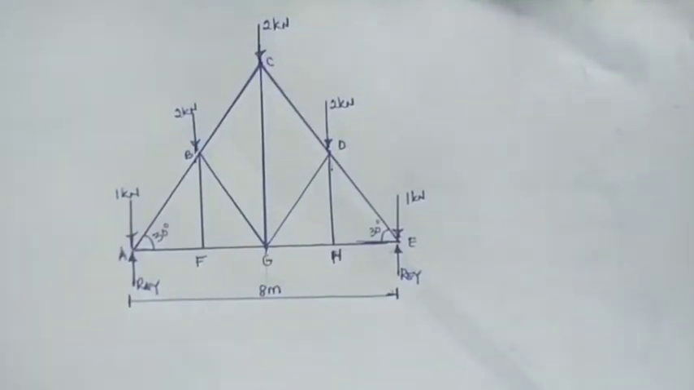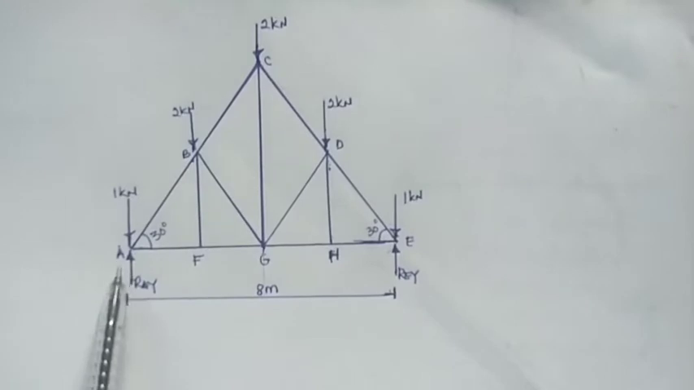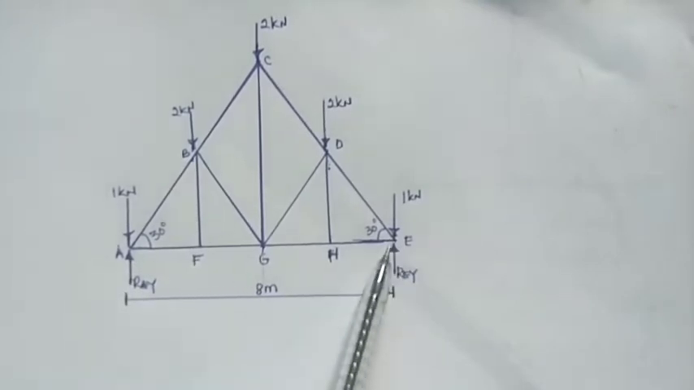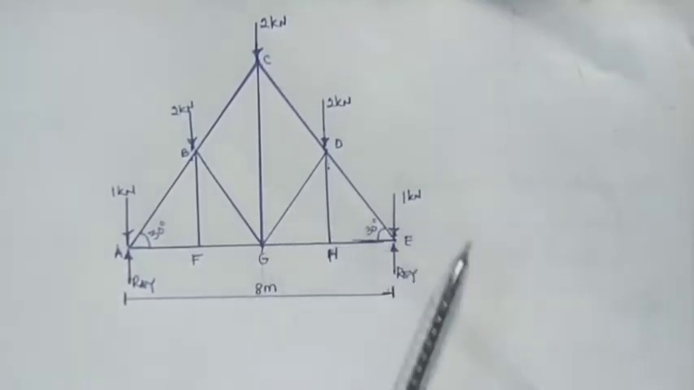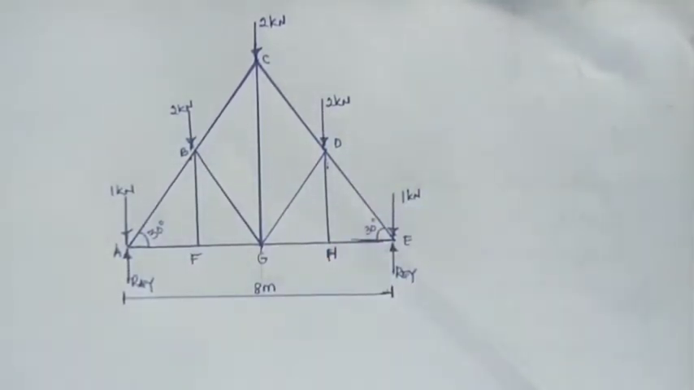Today we'll be looking at another example on trusses. We are told to calculate the reaction at point A and the reaction at point E and look for the force in each member in this structure.